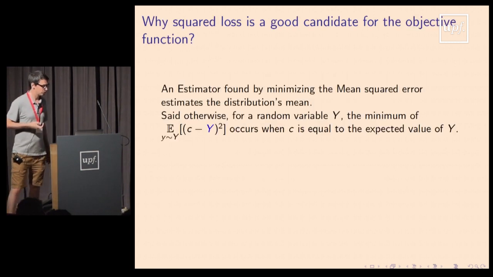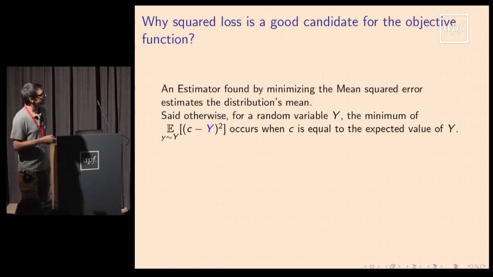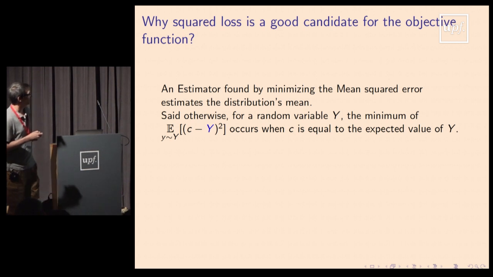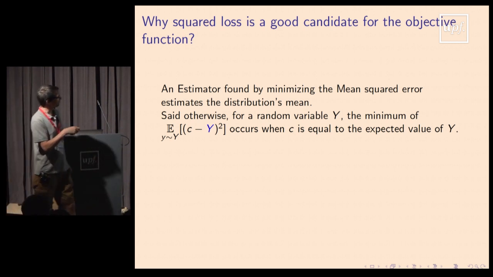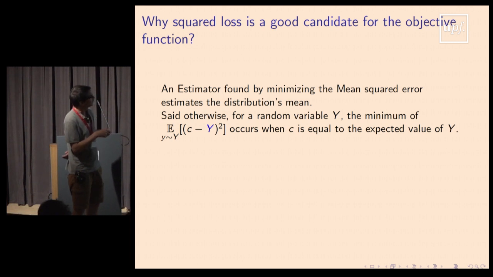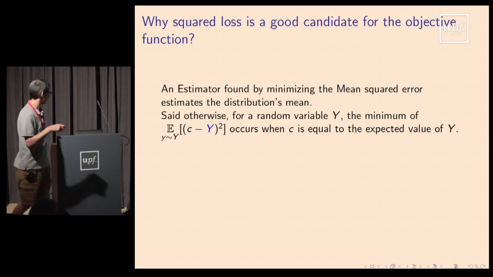So basically, the reason is that by minimizing the mean squared error, we converge to the distribution's mean, right? For instance, if you try to optimize C to fit this expectation for samples Y taken from the distribution of the random variable big Y, and you minimize this, your C will be equal to the expected value of Y.